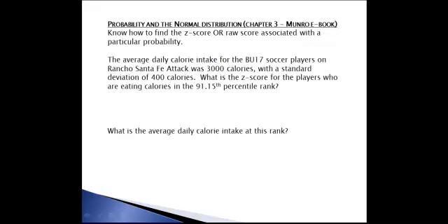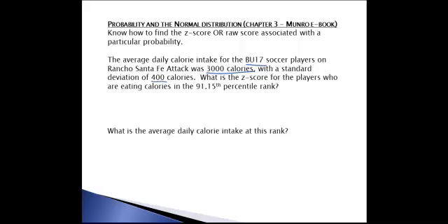Okay, so we're going back to an example we used a bit earlier, and we are going to find particular probabilities, or percentile rank, it looks like, and z-scores. So we know about this team, the boys U17 soccer players from Rancho Santa Fe Attack, and they typically have an average calorie intake of 3,000 calories with a standard deviation of 400. What is the z-score for the players who are eating calories in the 91.15th percentile rank? Okay, so what we can do is we can think about this a couple of ways.